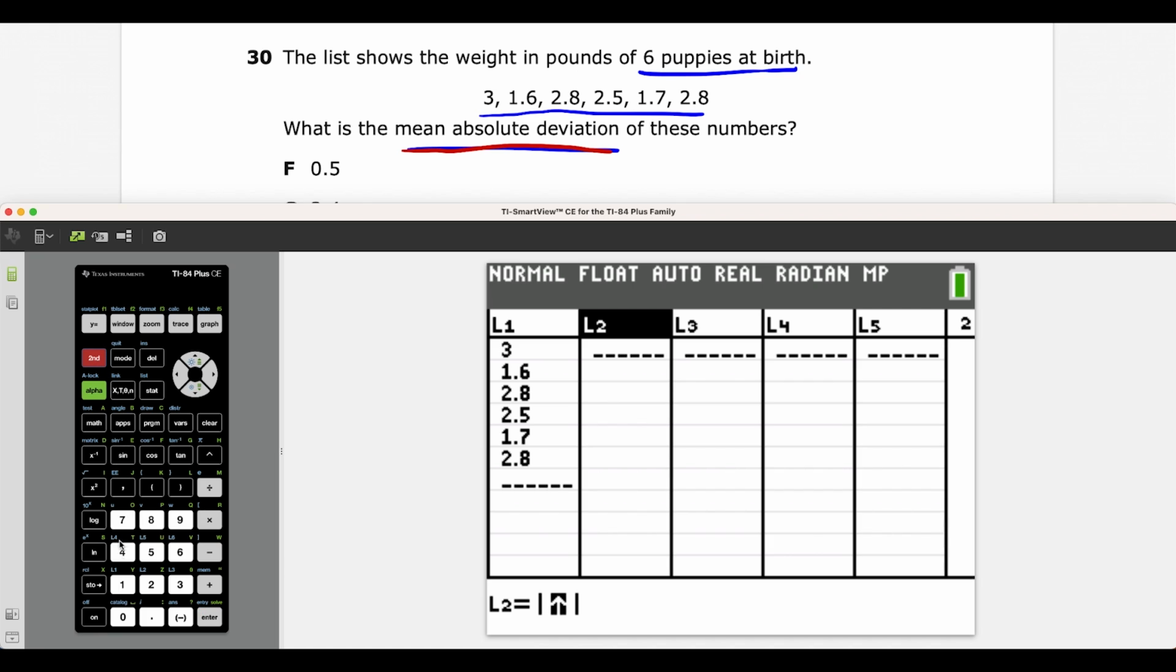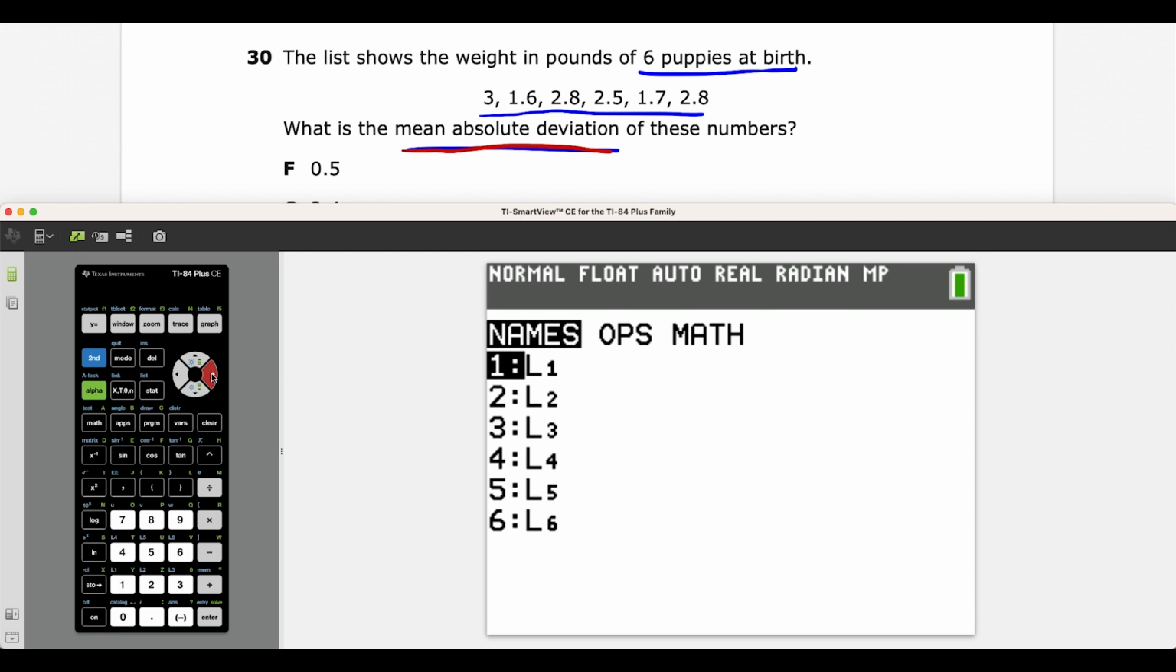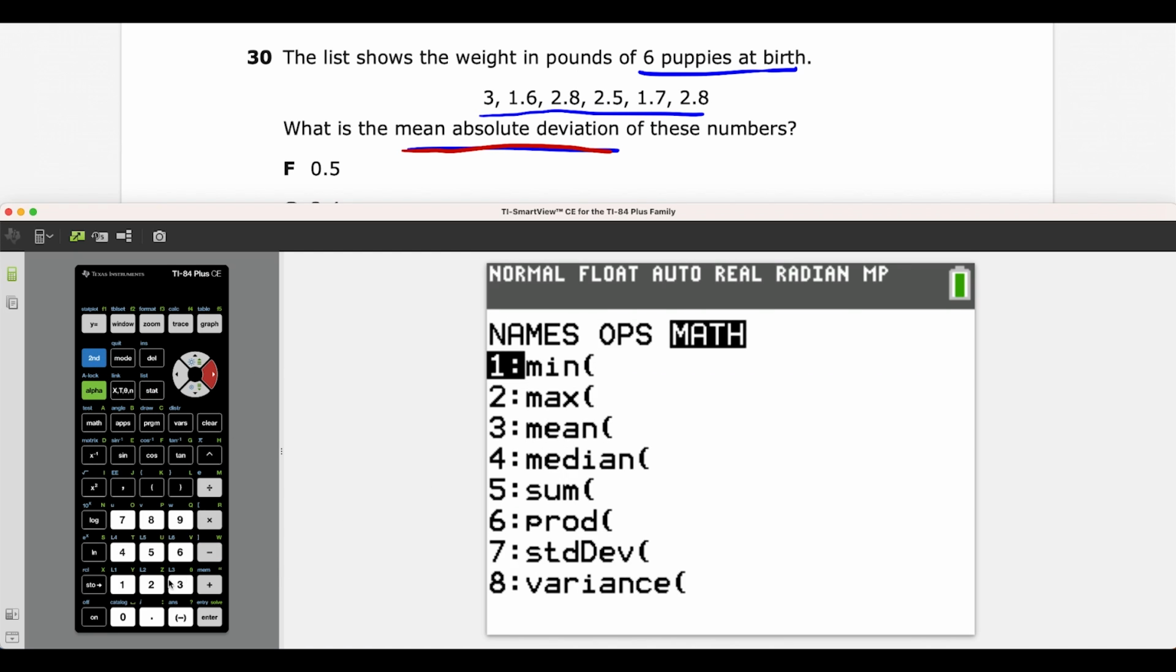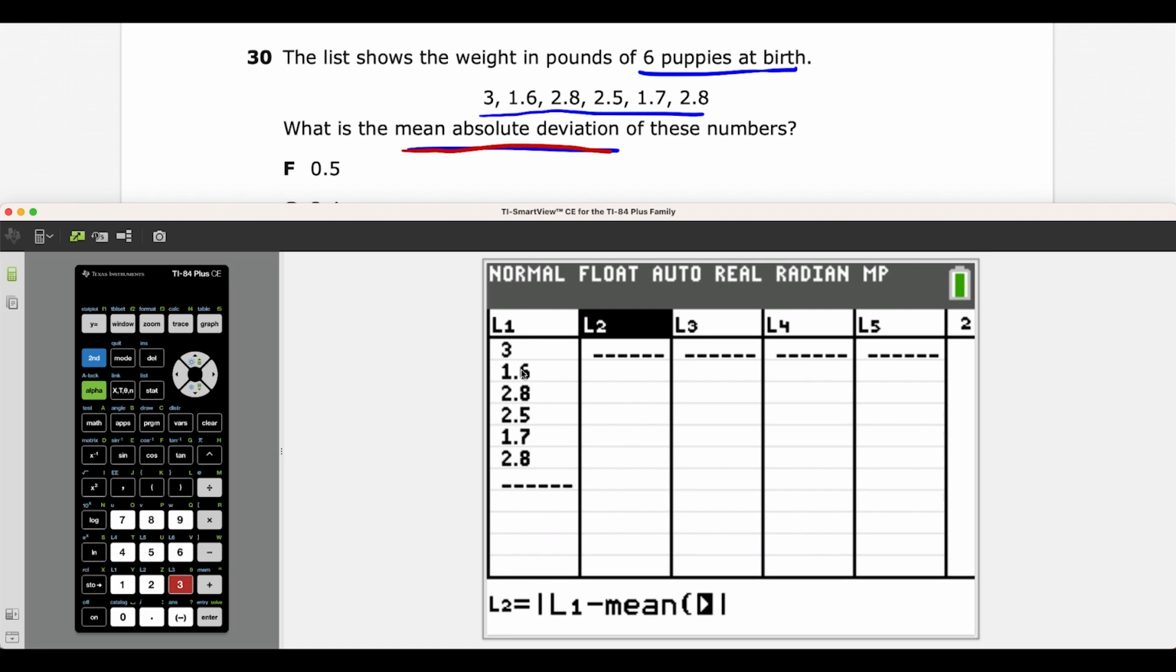So I could just press second 1 here to type in list 1 minus, and remember, we're finding the distance between each of these 6 points and the average of these 6 numbers here. So if I want to find the average of those 6 numbers, I could press second stat, go over to math, and then mean represents average here. So I'm finding the average of list 1. I'm just going to type list 1 here like this with second 1. And now I close this and press enter.